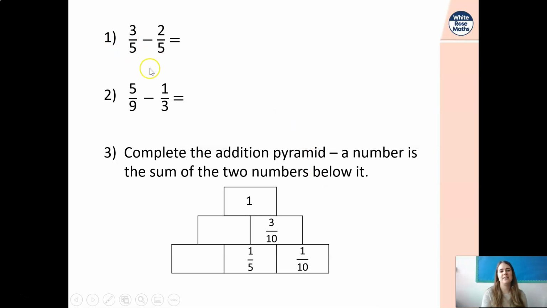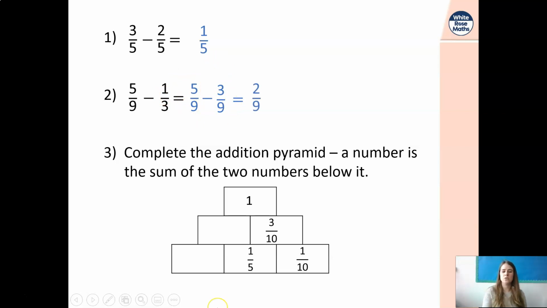So what is 3/5 take away 2/5? Now we don't have to change any of the denominators there. So we just subtract 3 take away 2. So that gives us 1/5. Okay, here we've got 5/9 take away 1/3. Now you're going to have to convert this fraction here. So if we convert that to 3/9, again, do 5 take away 3, it's going to give us 2/9.